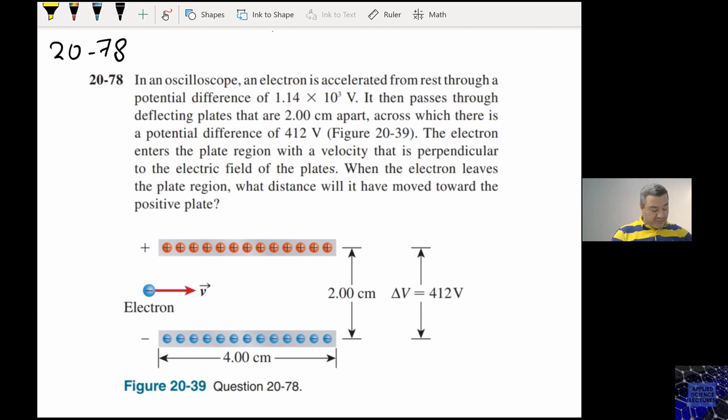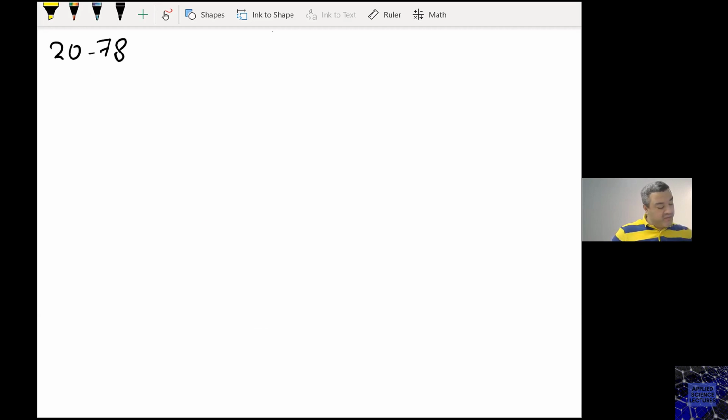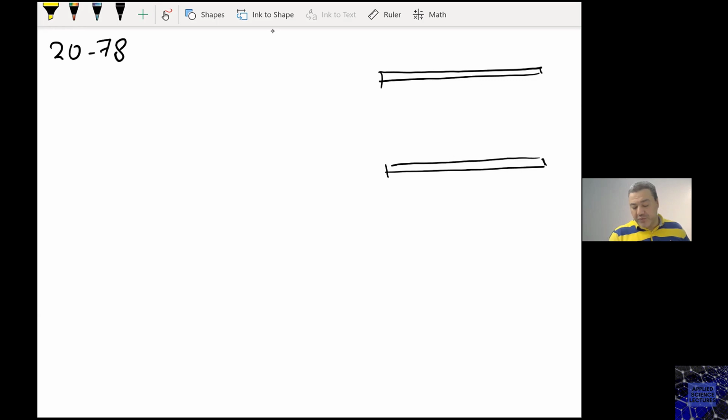So we need to first accelerate the electron, and then let this electron enter the deflecting plates. Due to the uniform electric field between those two plates, the electron will deflect. We need to calculate the amount of the deflection that's going to happen in the y direction.